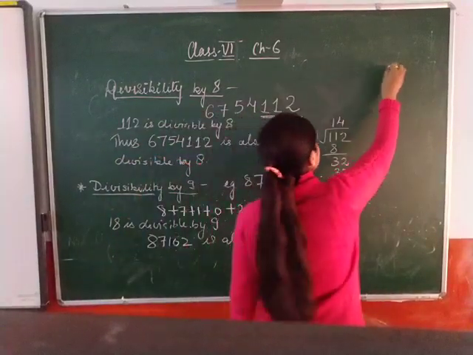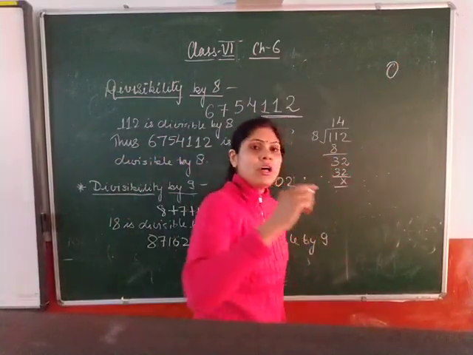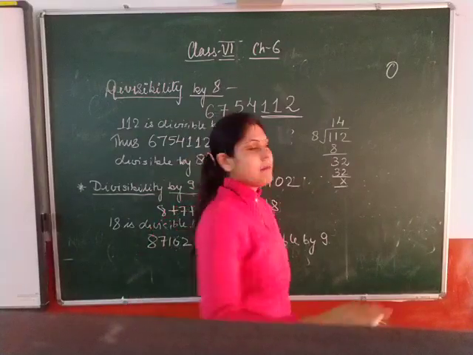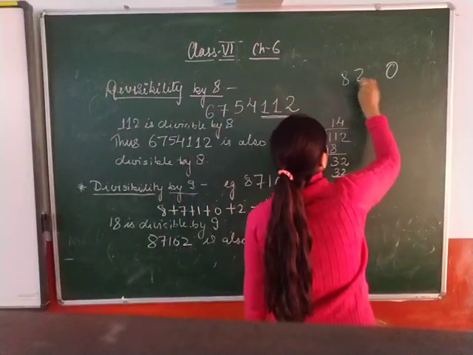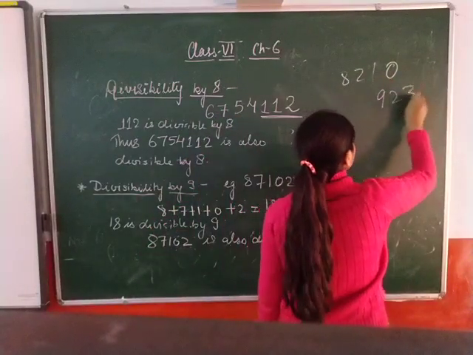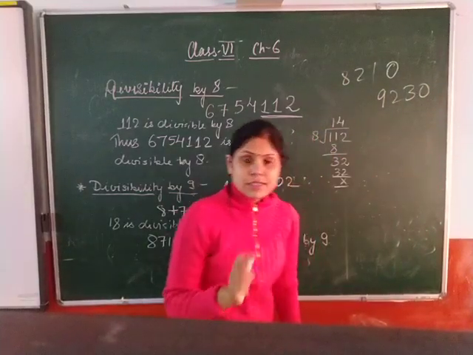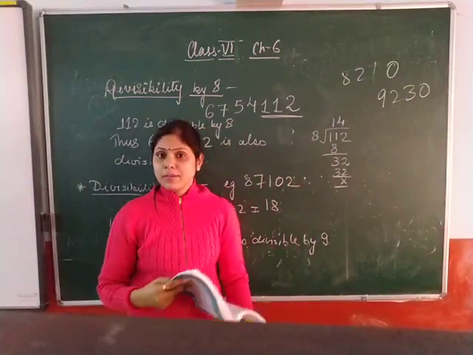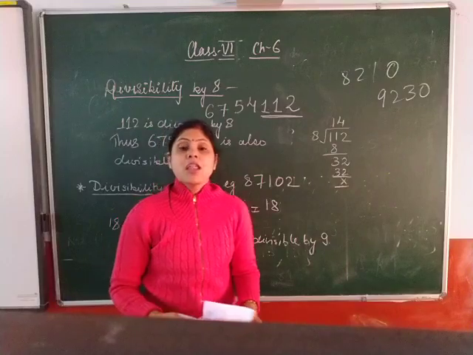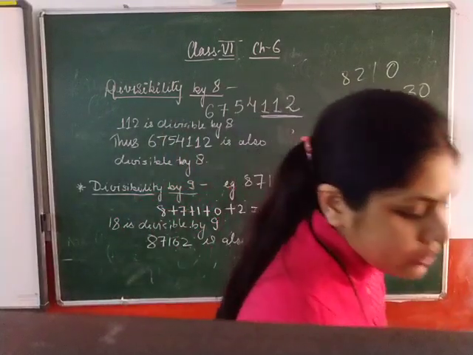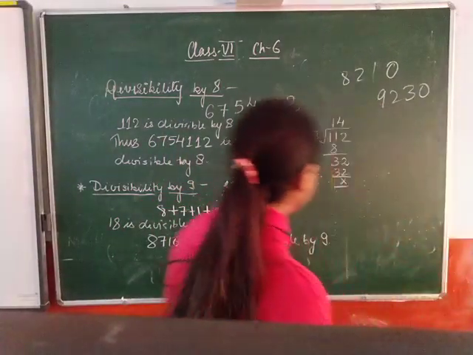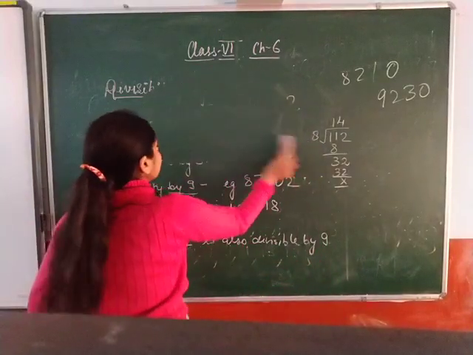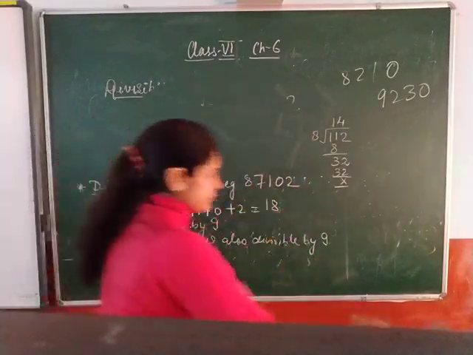What is the rule for divisibility by 10? Divisibility by 10 means if the last digit is 0, the number is divisible by 10. If it is given 8210 or 9230, if the last digit is 0, that means the whole number is divisible by 10. Now the next one is to check divisibility by 11.